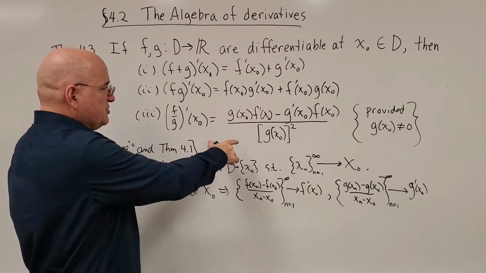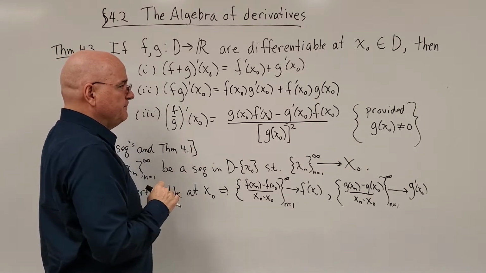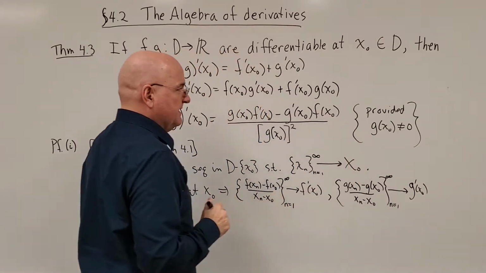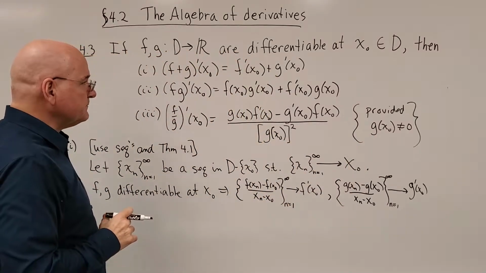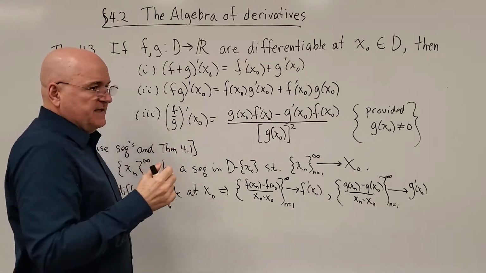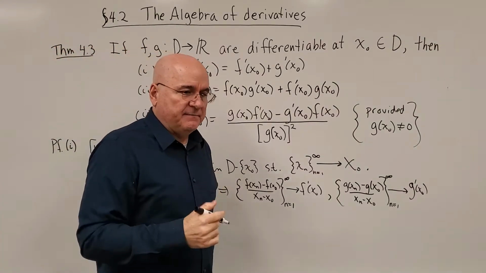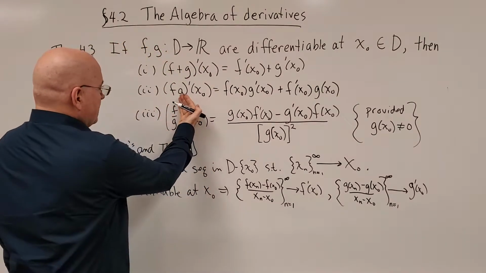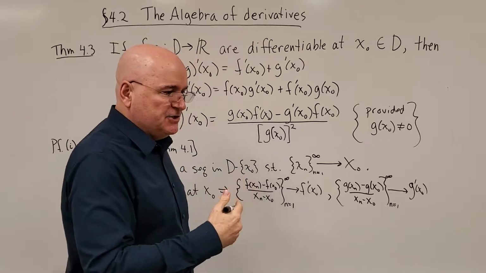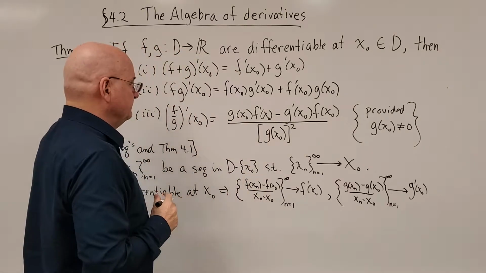And of course, since g of x naught is in the denominator, it only works if g of x naught is not equal to 0. And in fact, the domain might be restricted. The function f over g wouldn't exist at points where g of x is equal to 0.